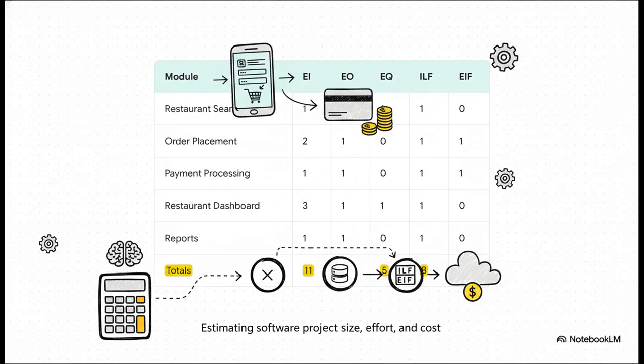So the first step is to just break the app down into its core features and count. Let's take order placement, for example. That's probably 2 inputs from the user, 1 output to confirm the order, 1 internal file to store the order, and 1 external file to talk to the payment system. You see? We just go through every single feature like this, counting and tallying them all up to get our grand totals for each of the 5 types.